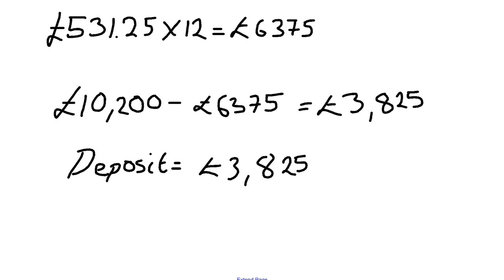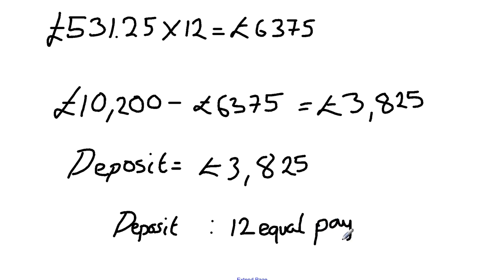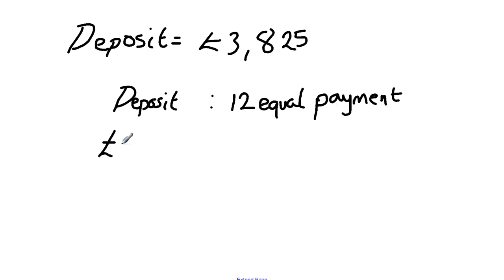So the question states that we need to form a ratio of the amount of deposit to 12 equal payments. Okay, so the deposit to 12 equal payments. We know what the deposit was, so the deposit was £3,825, and the 12 equal payments was 6,375 pounds.